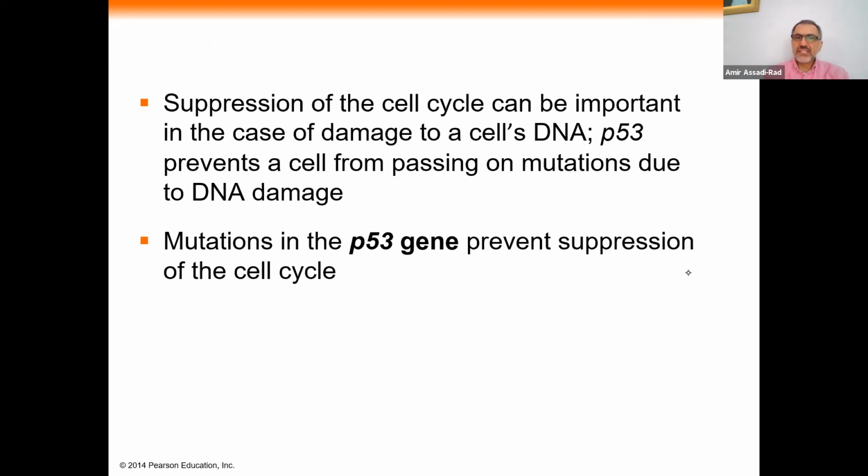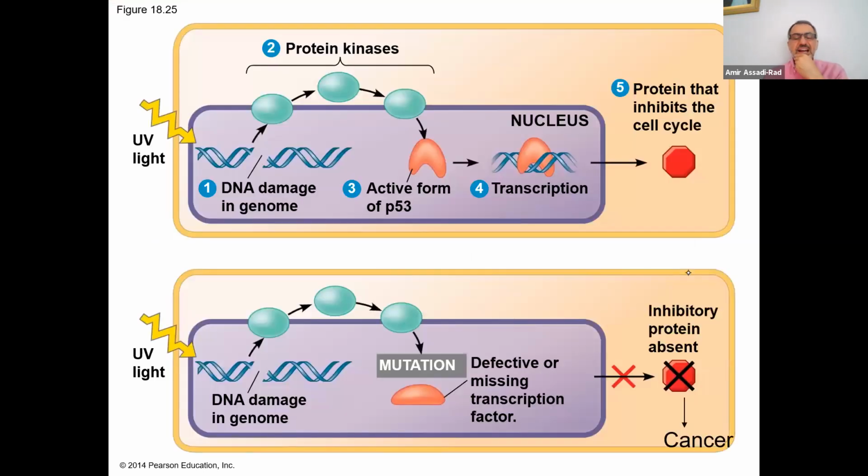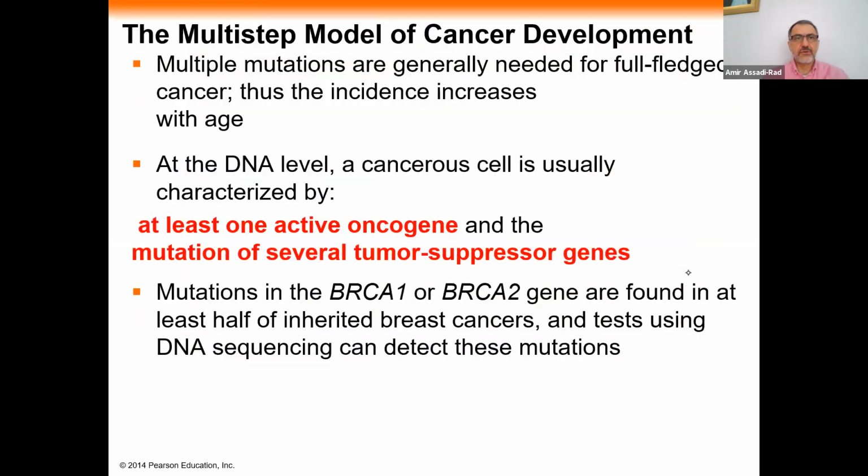Suppression of the cell cycle can be important in the case of damage to a cell's DNA. P53 prevents a cell from passing on mutation due to DNA damage. So mutation in the P53 gene prevents suppression of the cell cycle. As I said, P53 is a good thing to know. Here's a diagram. I'll let you study it and acclimate yourself. As I said, UV light can cause cancer, stress from environment, and so on and so forth.